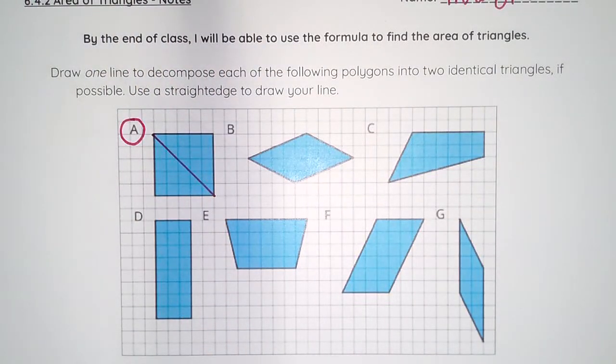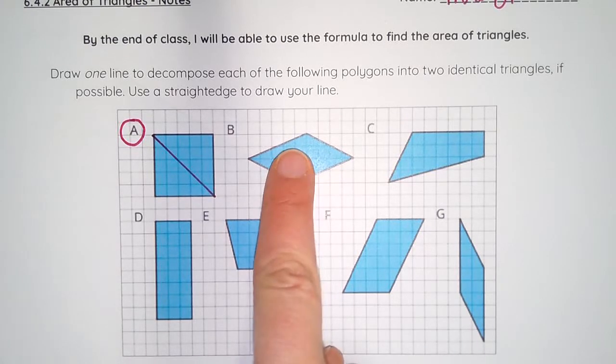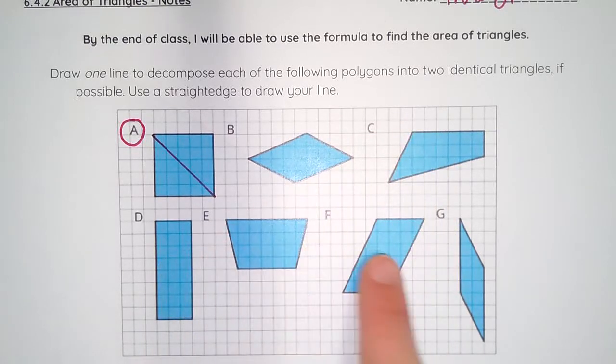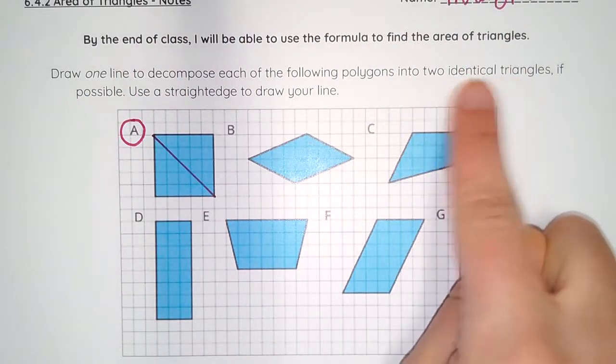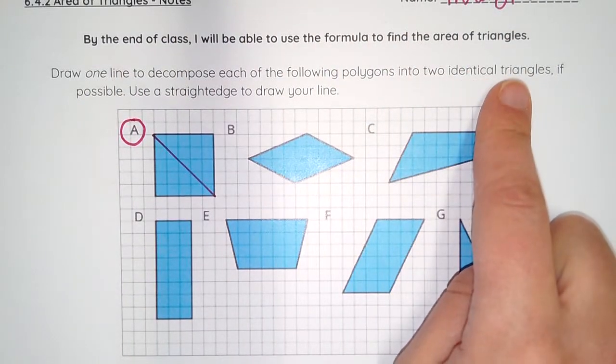You're going to pause the video here, and you are going to see if B, C, D, E, F, and G, which of those can you draw one line to break the figure into 2 identical triangles? Go for it.